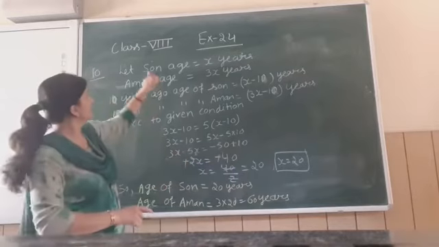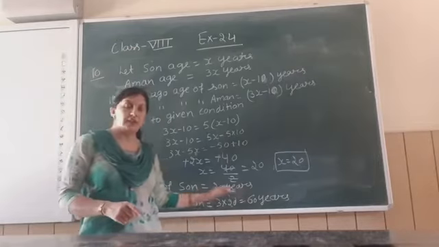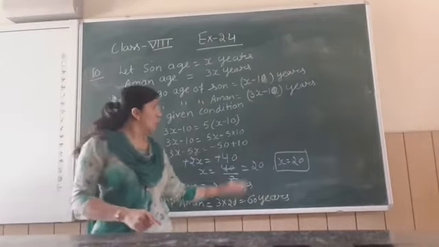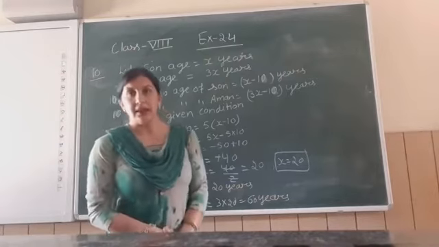And what is this x? This x is the son's age. So the age of the son is 20 years, and the age of Aman is 3x, 3 multiplied by 20, which is 60 years. This is the end of our exercise.